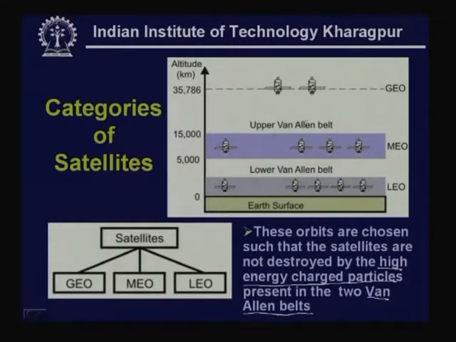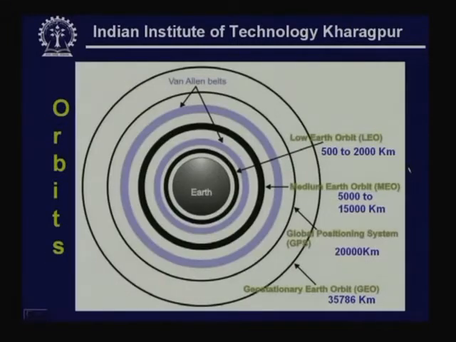Obviously, if satellites are placed in these regions, then they will be destroyed by the high energy particles. So, satellites are placed avoiding these two Van Allen belts. For example, the low earth orbits; I shall show you another diagram which will give you a better picture. This is the earth, and the low earth orbit LEO satellites are positioned between 500 to 2000 kilometer.